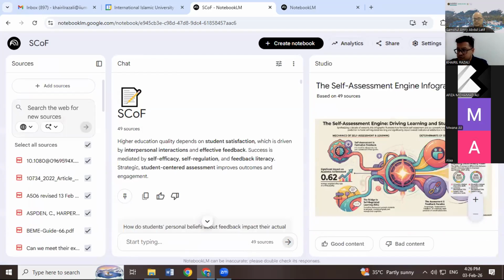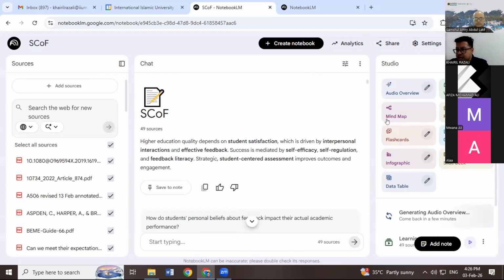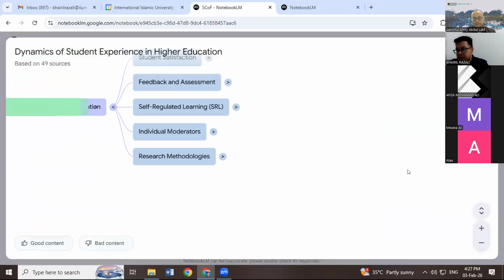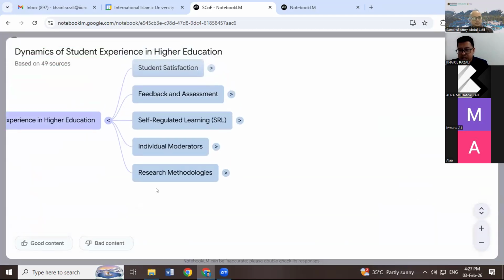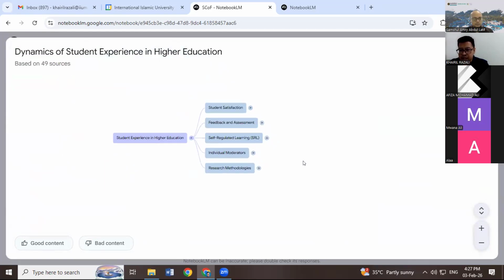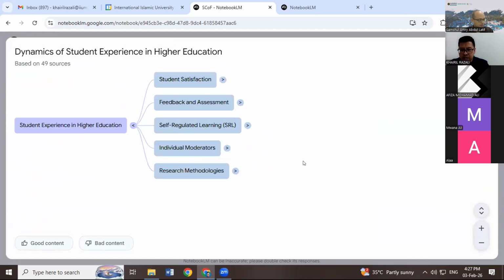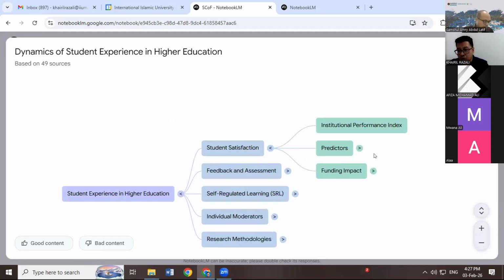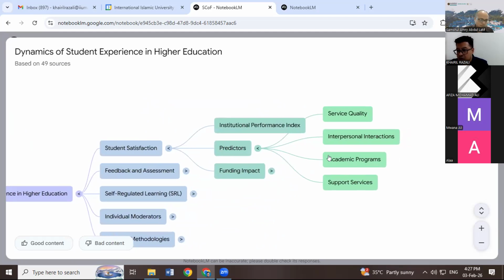Other than that, you can also make a mind map based on the paper. So this is the mind map that was created. This is not exactly what I want to do, but you can take a look at how it has been created by the AI, NotebookLM. If you click on this, they actually will expand more, and then they will expand more. You see, this is fantastic, right or not?